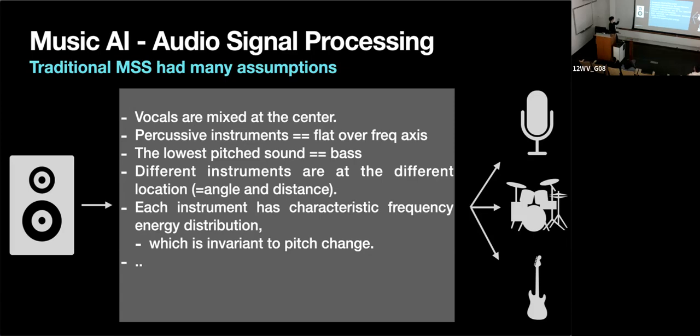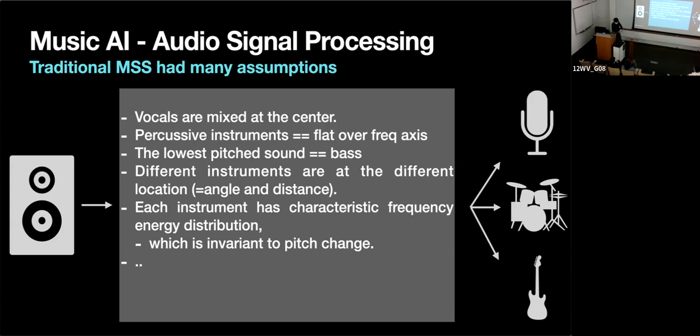So I'm not going to read everything. They just have to have a lot of assumptions. For example, for vocal source separation, usually in a stereo signal, vocals are mixed at the center. So then we could do something. It's not usually as simple as just left minus right signal or something, but it's basically the same idea, with a little bit more sophisticated approach.